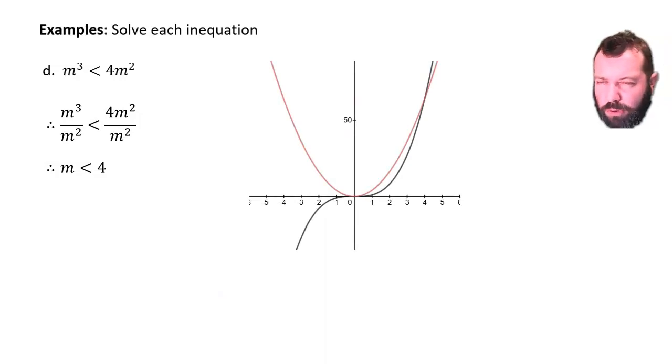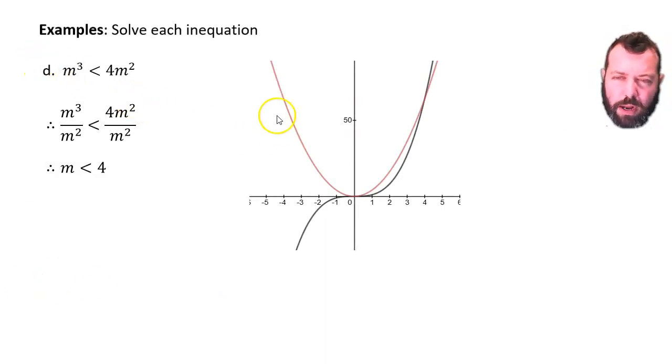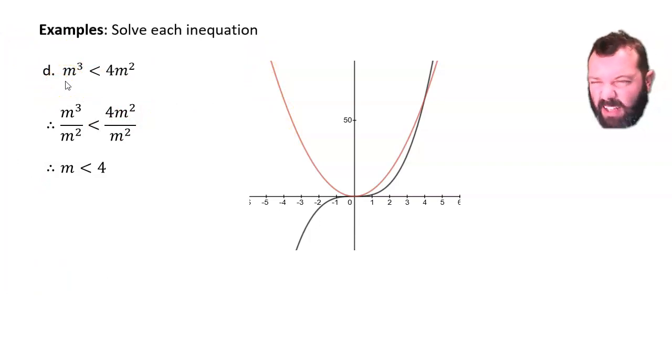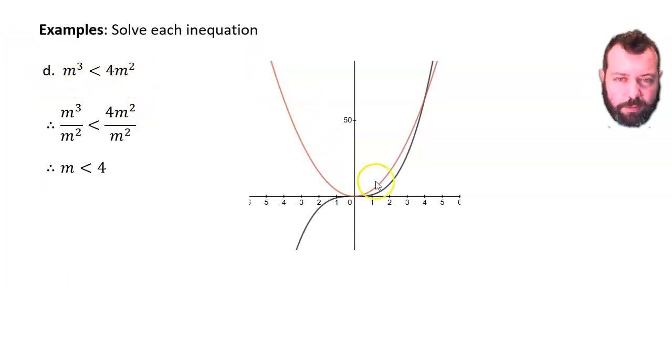Just to demonstrate what's going on here, I graphed these two functions, y equals x cubed and y equals 4x squared. And you can see that the cubic function, the black line, is strictly below the red line, not equal to, everywhere to the left of x equals 4. That's where they intersect, x equals 4. And that's what I was after, m is less than 4. It's where this graph is below this graph.